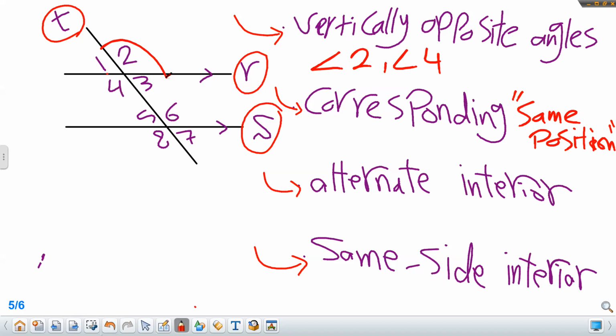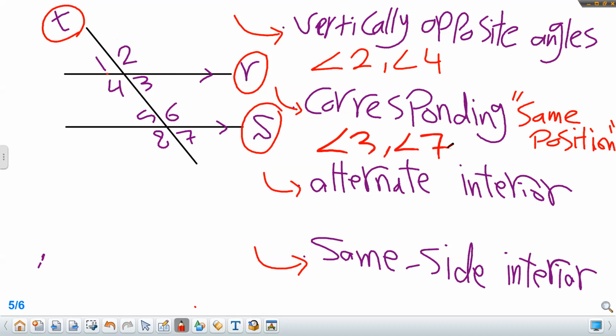Go down. What's the angle located in the same position? Angle 6, because 6 is up, right. So I can say angle 2 and angle 6 are corresponding angles. Another example, angle 4 and angle 8. For example, 1 and 5, 3 and 7, and so on. So angle 3 and angle 7 are corresponding angles.